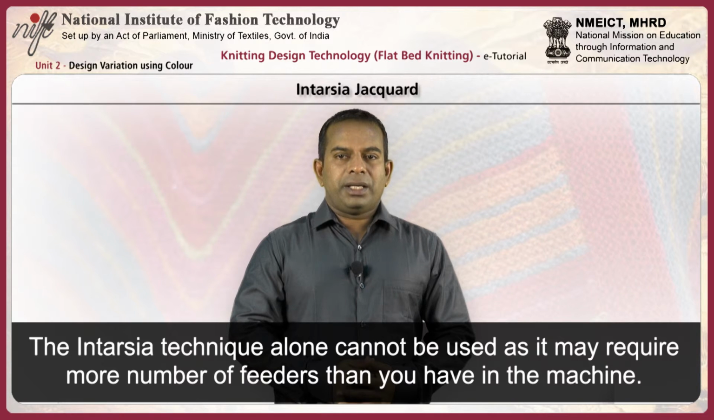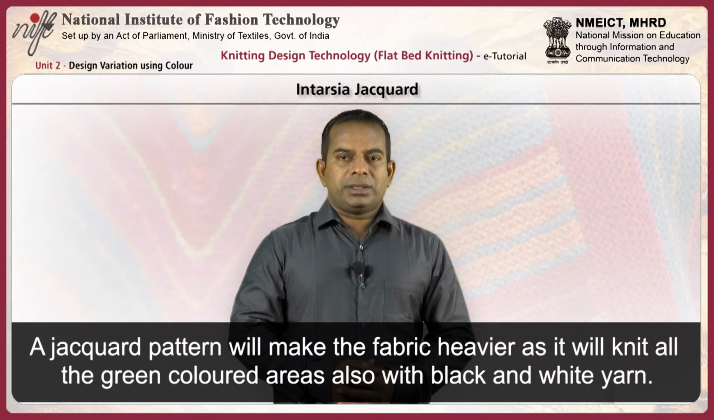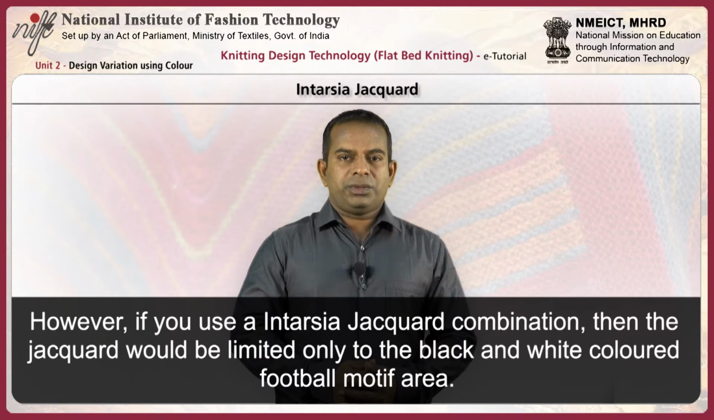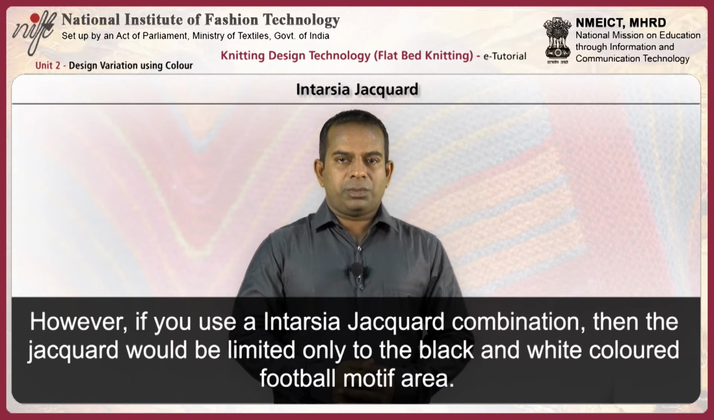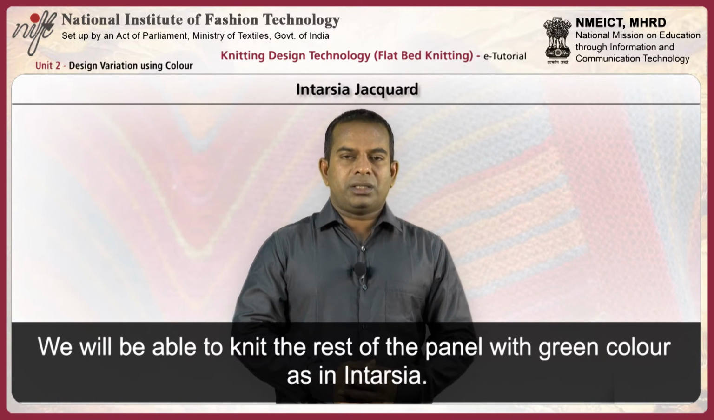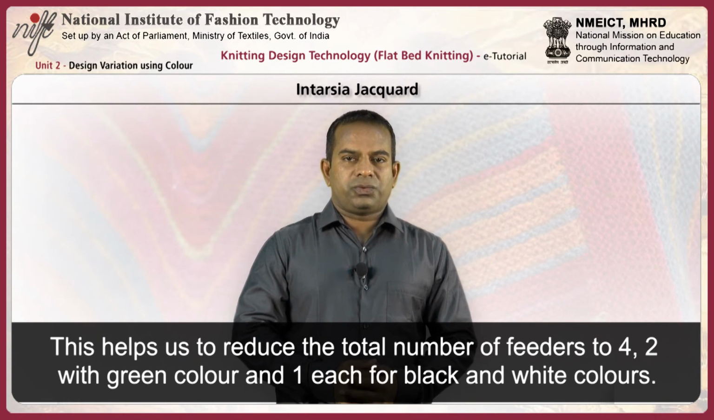The intarsia technique alone cannot be used as it might require more feeders than you have in your machine. A jacquard pattern will make the fabric heavier as it will knit all the green colored area also with black and white yarn. However, if we use an intarsia jacquard combination, then the jacquard would be limited only to the black and white colored football motif area, and we will be able to knit the rest of the panel with green color as an intarsia. This helps us to reduce the total number of feeders to 4, 2 with green color and 1 each for black and white colors.